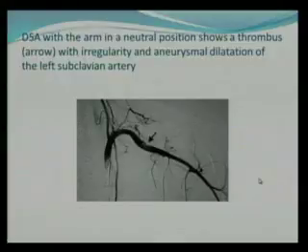Now here, you look at this. This is a digital subtraction angiogram with the arm in neutral position. The arm is in the anatomical position by the patient's side, and shows a thrombus. We can all identify that there is a very subtle intraluminal filling defect in this contrast column of the left upper extremity DSA, involving the subclavian artery. Not only do we see irregularity of this, we also see a clot within the left subclavian artery.